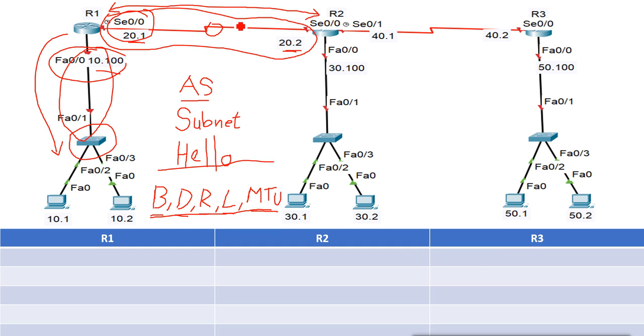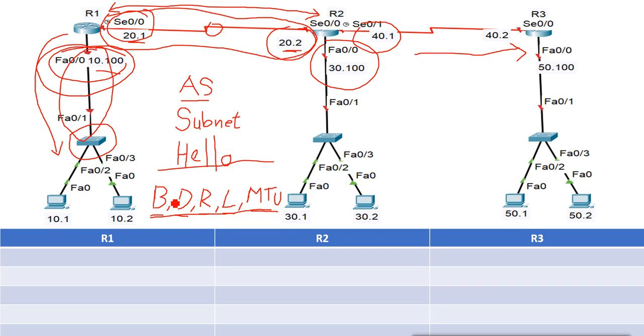So there is only one path here, but if it has multiple paths, it will choose the best path based on this information. Then router 2 will send the information about its own connected network, along with the metric, and it will also send the network which it gets from router 1 to router 3. Router 3 will then decide what is the best path based on this metric to reach a particular network. Now by default, not all the metrics are enabled.